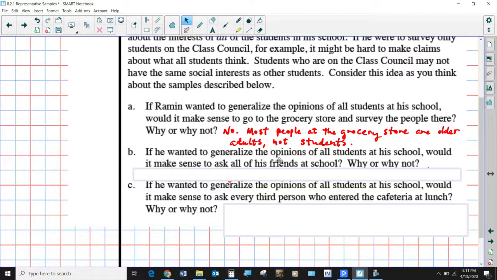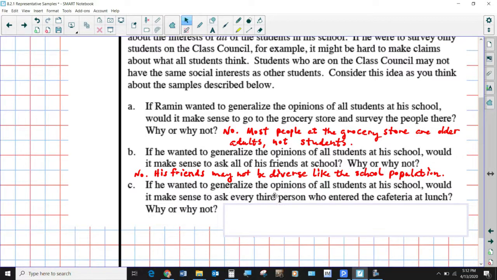If you wanted to generalize the opinions of all the students at a school, would it make sense to ask all of his friends at school? Okay, in this situation, that's better than the grocery store, but his friends probably have the same interests as him. Similar to the whole class council thing, everybody that's in a circle of friends tends to like the same things. And you might not hang out with people that don't have the same interests as you. So just interviewing your friends, I don't think that's a good representative sample. So his friends may not be diverse like the school population is.